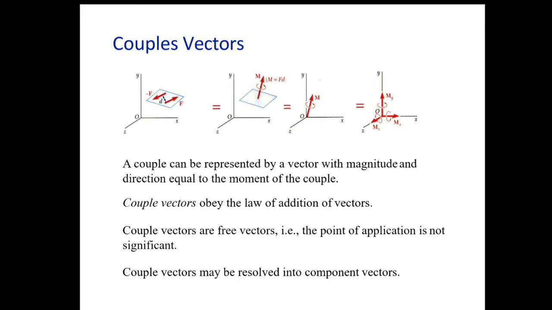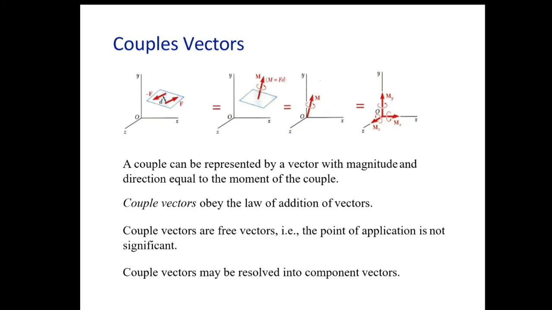This will be the couple formation, and if we transfer this toward the origin point, they will be the same. So if we take the components of this moment, as it's three dimensional, we can see in the x direction Mx, in the y direction My, and in the z direction Mz. So couple vectors obey the laws of addition of vectors.